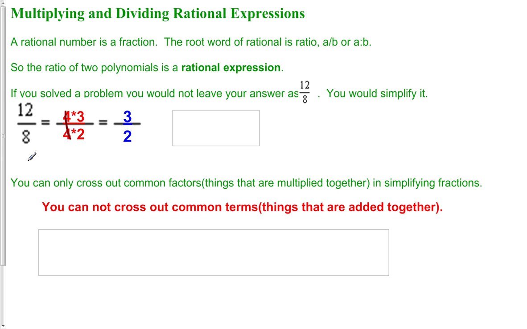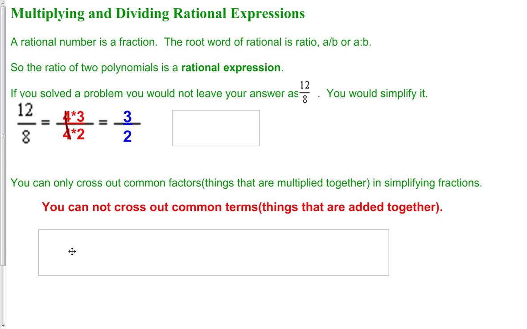So you cancel out your 4's, and you're left with 3 halves. Because they're being multiplied together, we can do that, and this simplifies down to 3 halves. You can only cross out common factors, which are the things that are multiplied together. You cannot cross out things simply because they're added together.